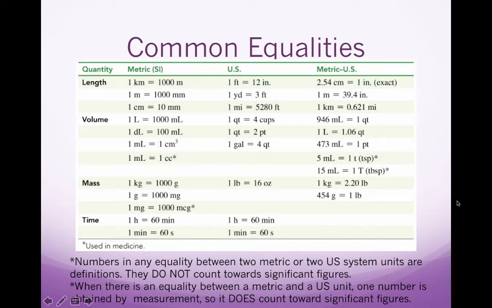Okay, common equalities here. So here's equalities within the metric, within US, and metric to US. Numbers in any equality between 2 metric or 2 US system units are definitions. They're exact numbers, so they do not count towards significant figures. But when there's an equality between a metric and a US unit, one number is obtained by measurement, so it does count towards significant figures.